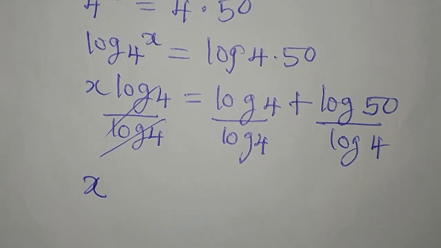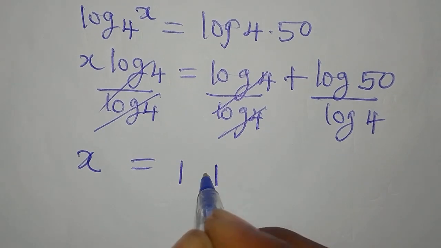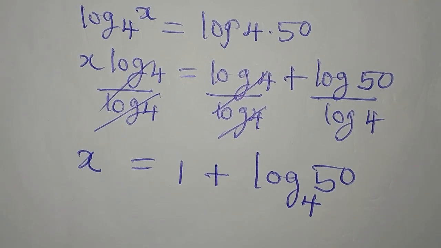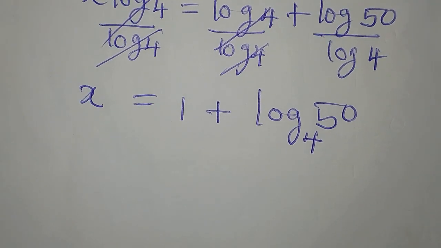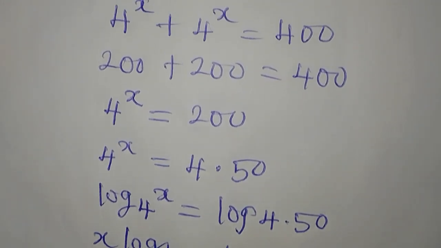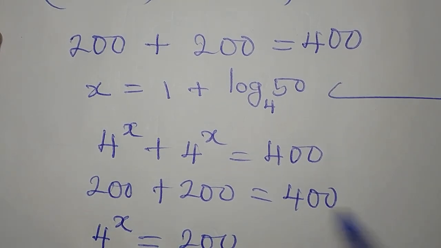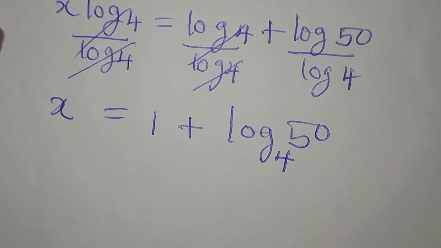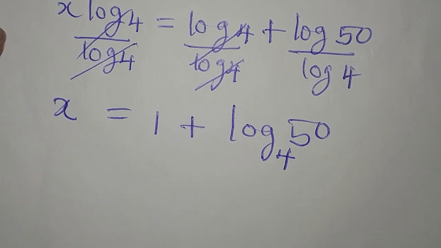Now our x is equal to, log 4 will go into log 4, we have 1 plus, we now have log 50 to the base of 4. Now remember what we had before. Let's take a look at what we had before. x is equal to 1 plus log 50 to base 4. And then let's see what we have from this shorter method. x is equal to 1 plus log 50 to base 4. So this is also very correct and faster.